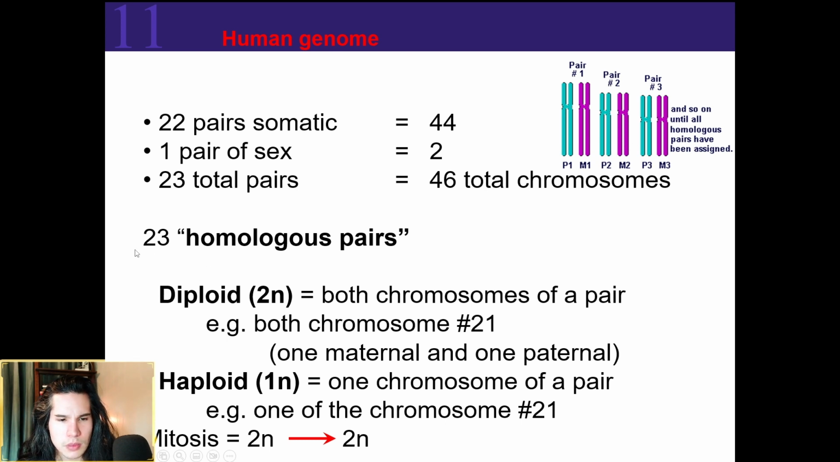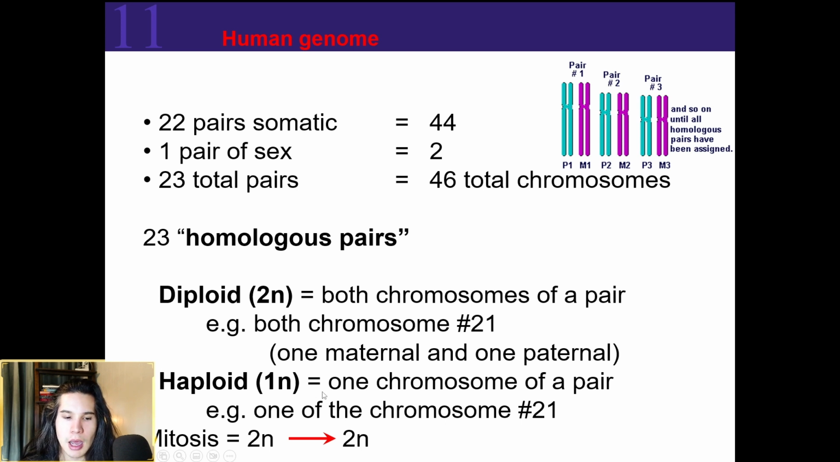All right. So we have 23 homologous pairs in total, meaning we're diploid. Or actually, our somatic cells are all diploid. So what diploid means is that you have 2 chromosomes of each chromosome number, so both chromosomes of a pair. So for example, your chromosome number 21, you're going to have 1 maternal chromosome number 21 and 1 paternal chromosome number 21 in your somatic cells.